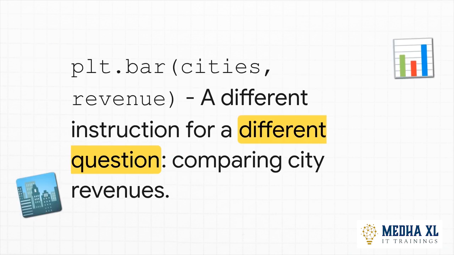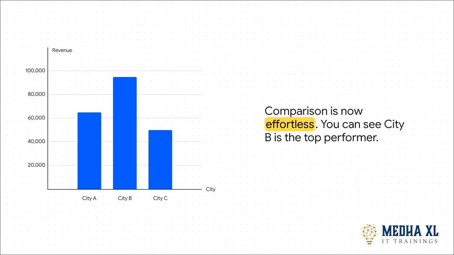Okay, cool. But what if we have a different question? What if we want to compare revenue between a few different cities? Well, we just use a different but equally simple instruction. We say, create a bar chart comparing the revenue for each city. And here's what you get. No more scanning a table, trying to remember which number was bigger than the other. You can see in a fraction of a second that City B is crushing it. It's our top performer. The whole point is, the right chart makes comparing things effortless.